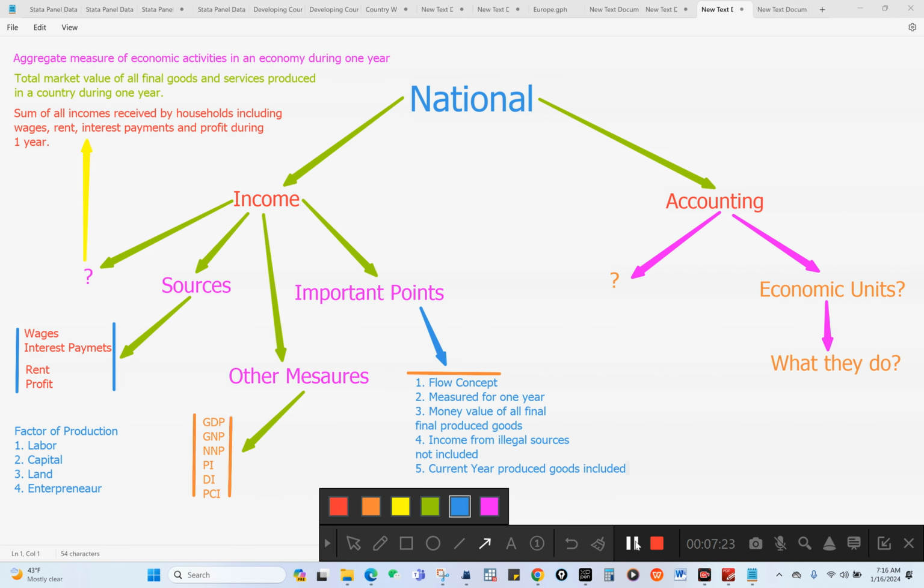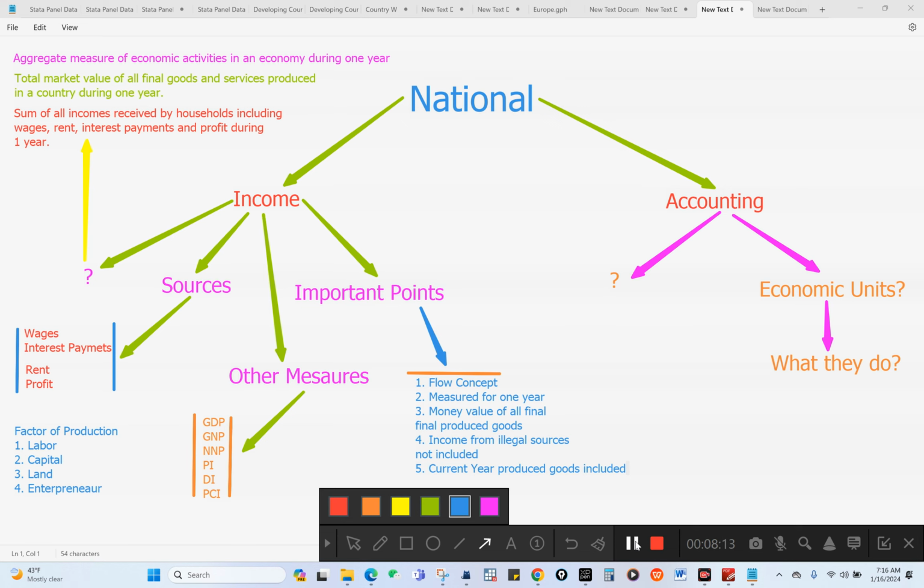The third point is that the money value of national income is the money value of final produced goods. Fourth, income from illegal sources is not included in national income. Only current year produced goods are included. Suppose there are some goods that were produced in some previous year, then the value of those goods will not be included in the current year national income. Only currently produced goods and services will be included, but if there is a stock, then the stock will be excluded from national income.